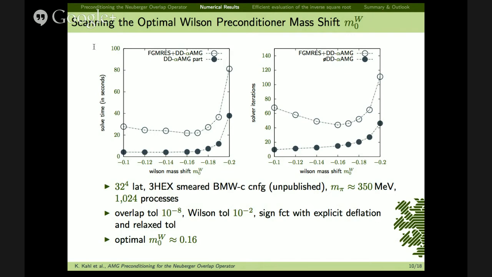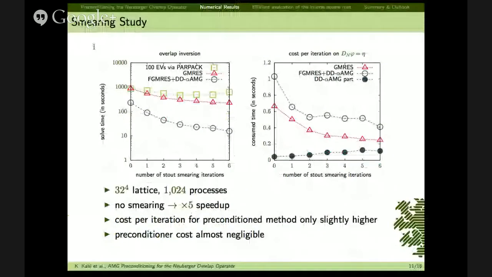One thing to note is that, of course, what I told you in the beginning is that typically if you do not do preconditioning, you need 1,000 iterations. Now we're down to 50 iterations if you do things correctly.